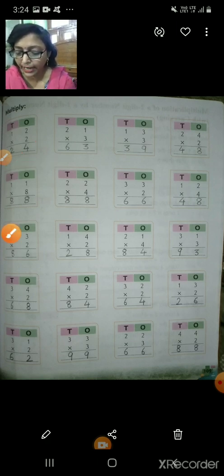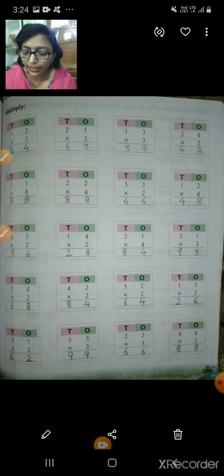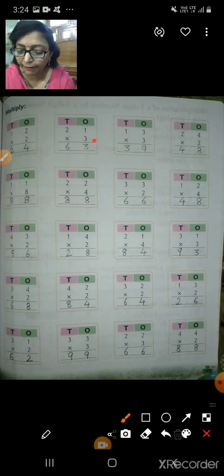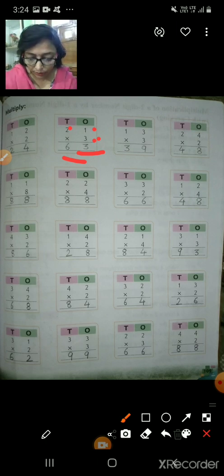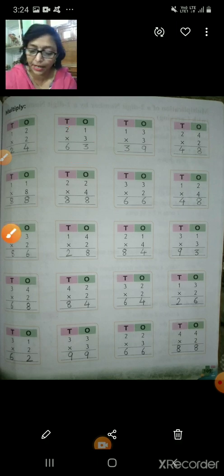21 multiplied by 3. You can see 3 first multiplies the number 1. So 3 1s are 3. So we will write 3 at the ones place. And then we will multiply 3 by 2. 3 2s are 6. 6 we will write at the tens place. Like this you will solve all these multiplications on this page.